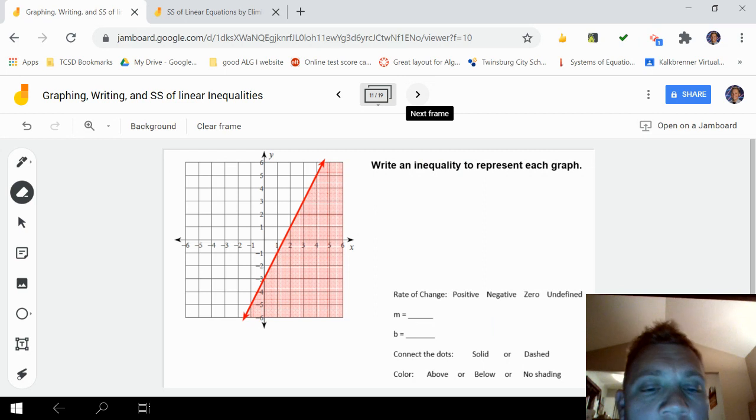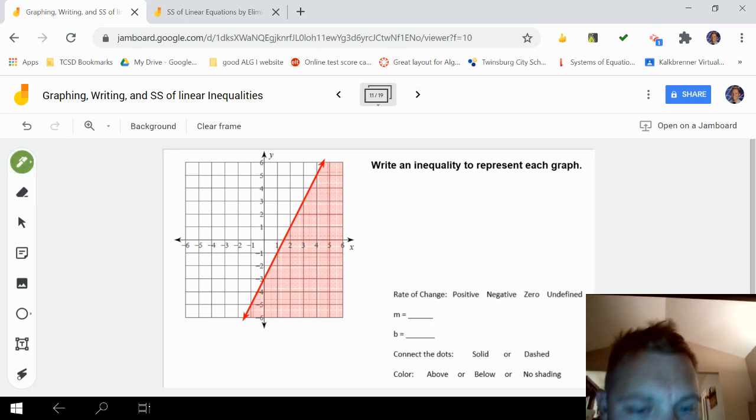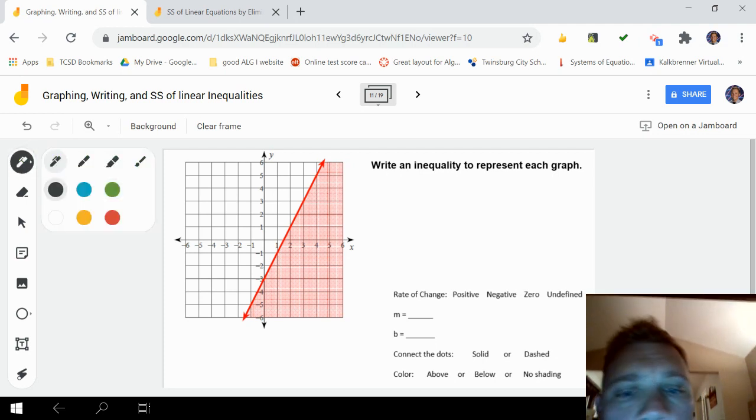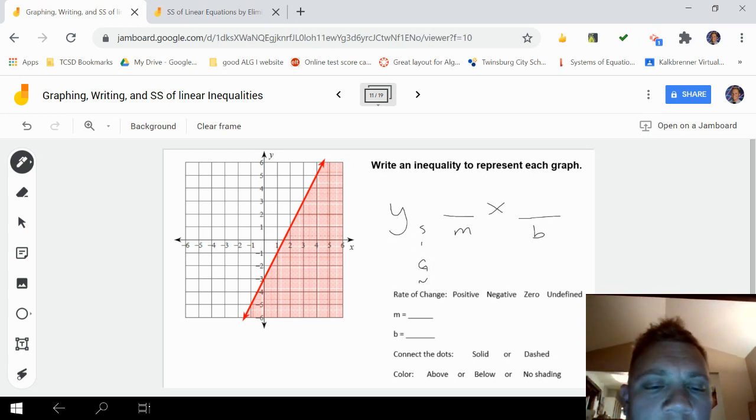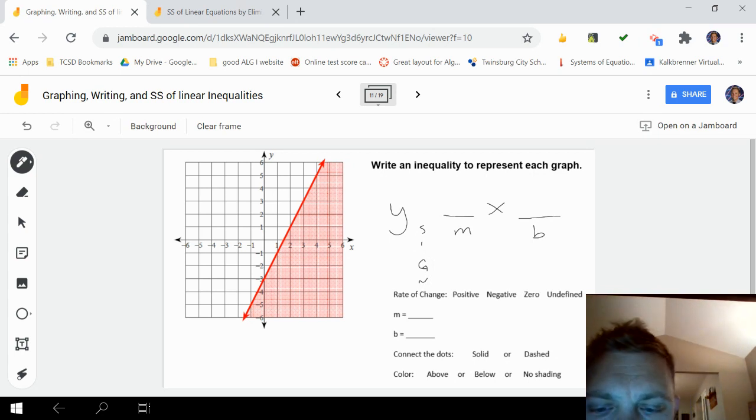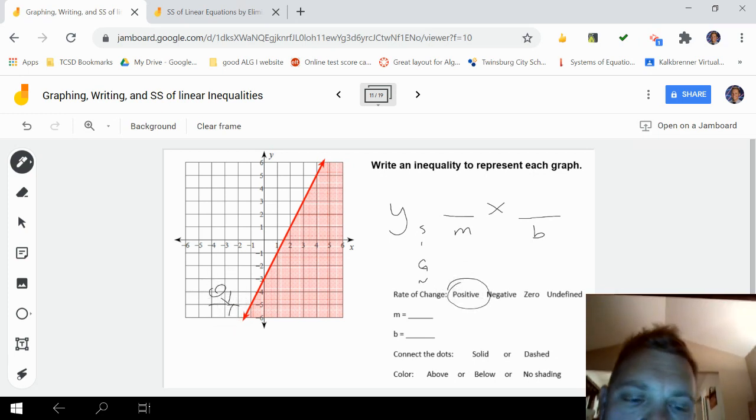So now let's go backwards. Now we're going to write the inequality. For the majority of these problems, it's always going to be y, the sign, the rate of change, the x, and the b. So this is the m, this is the b, and we don't know what the sign is until we look at our graph, all right? So let's look. What's the rate of change? Is it positive, negative, zero, undefined? That's going uphill, right? So let's draw that mountain climber going up the hill.